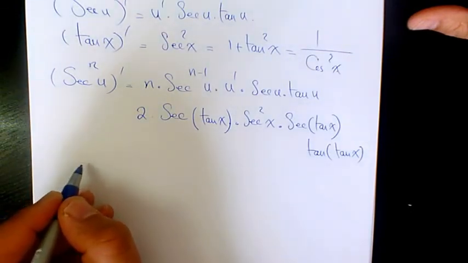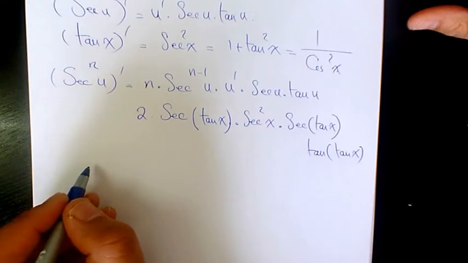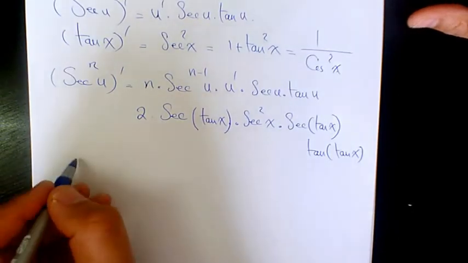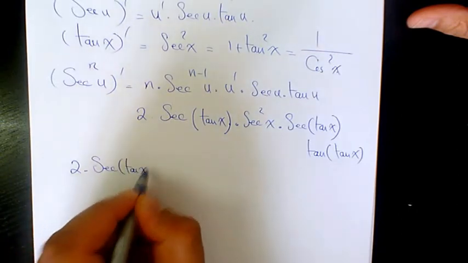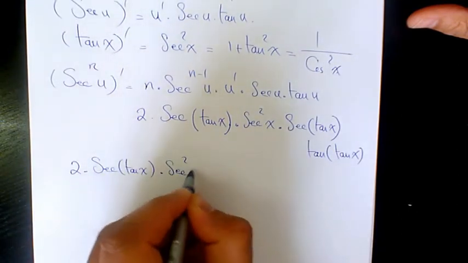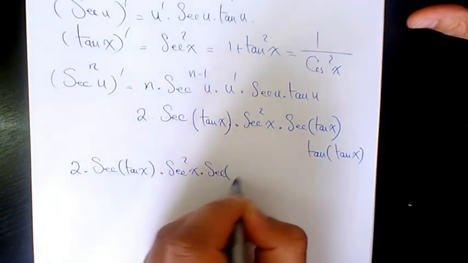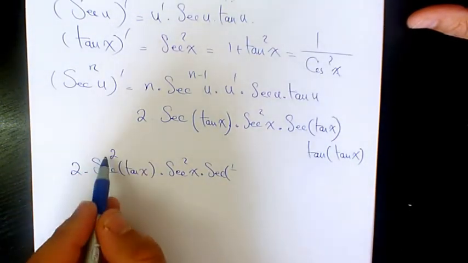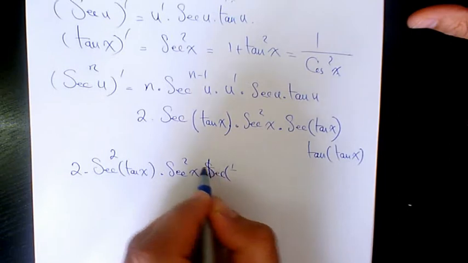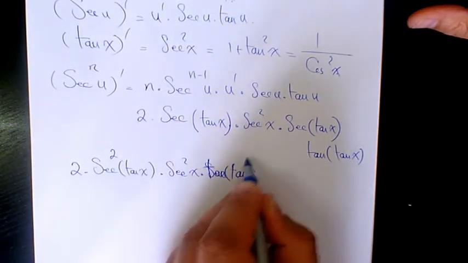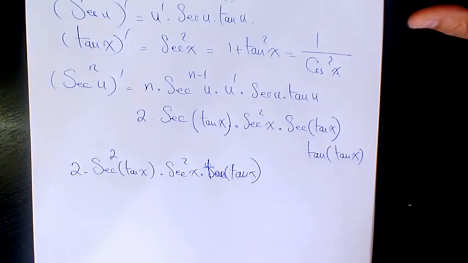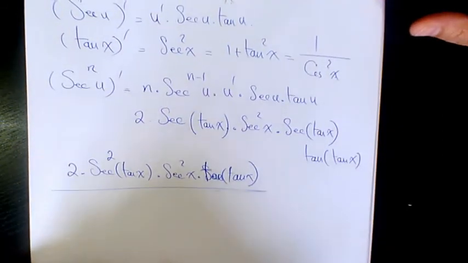Basically, let's keep it like that, because as far as I see here, that's not really something that you can simplify more. So I leave it as 2 times secant of tan x times secant squared x times secant of tan x, which is going to be secant to the power of 2 of tan x. And then I can say tan of tan x. So basically that's the final answer.